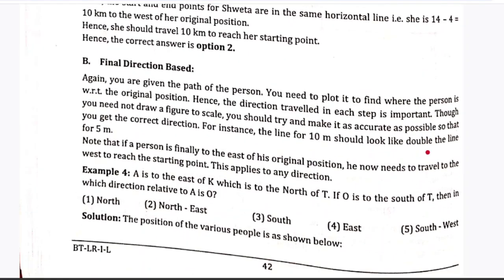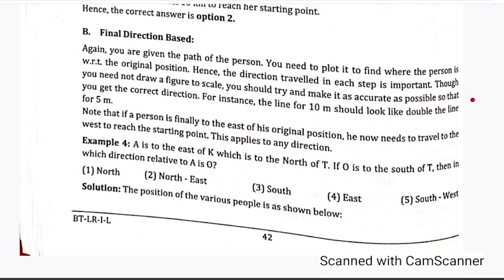A is to the east of K, which is to the north of T. Now this is the direction. A is to the east of K. K is to the north of T, so T will come below it, because K is in the north of T. If O is south of T, that means O is at the bottom of T also. Then in which direction is O related to A?